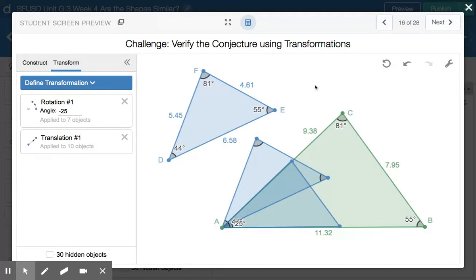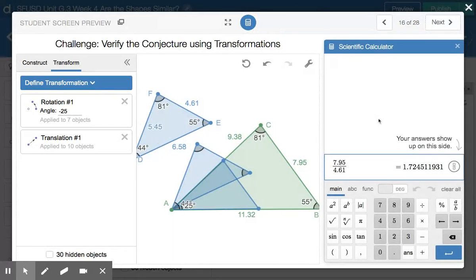So all that's left is to do a dilation. For a dilation, I know I'm going to need a scale factor, and I'm going to use these side measurements to find my scale factor. So I'm going to use the calculator. Oh, look, I already did it. So I'm choosing this side length, 7.95, divided by this side length, 4.61, and I see that gives me a scale factor of 1.7245.